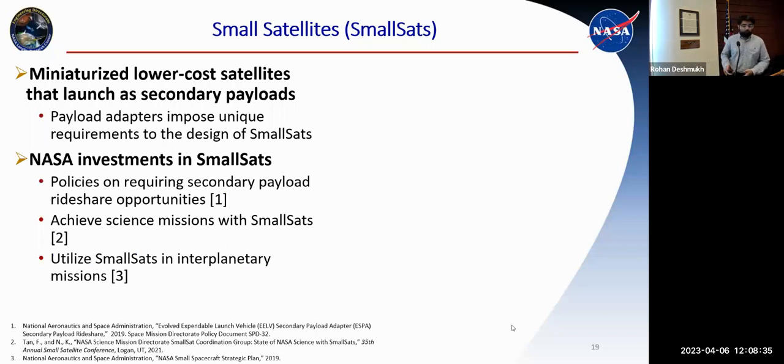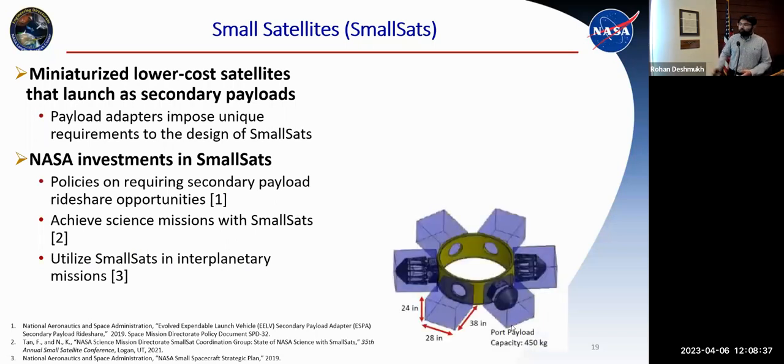and achieving interplanetary science missions with small satellites. So basically the challenge that small satellites have is they have unique mass and volume constraints that affect the design of your Aerocapture vehicle if Aerocapture is to be conceived.